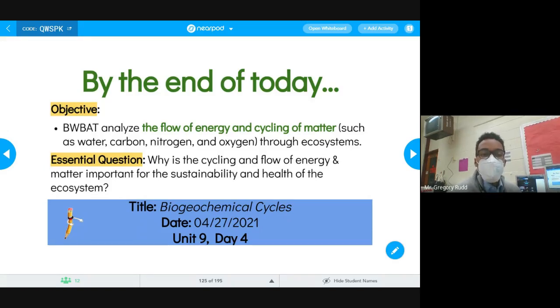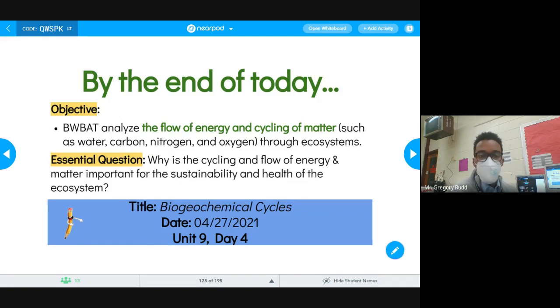The objective today is to analyze the flow of energy and cycling of matter, such as water, carbon, nitrogen, and oxygen, through ecosystems. So we're going to get into some chemistry today, and you all will revisit these terms next year during your chemistry class. But we're going to give you a good preview of what that class will entail.